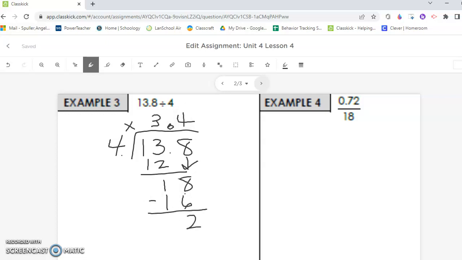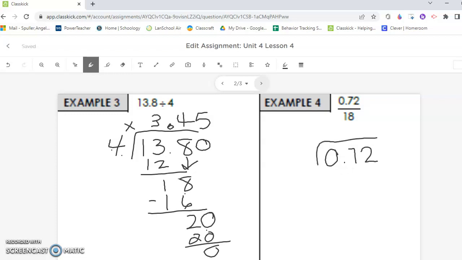Now, here's where it gets a little bit different. We do not leave remainders when it comes to decimals. So we're going to add a 0 here and bring it down. 4 goes into 25. 5 times 4 is 20. And we have 0 left. Great job. All right, this is going to be a tricky one.